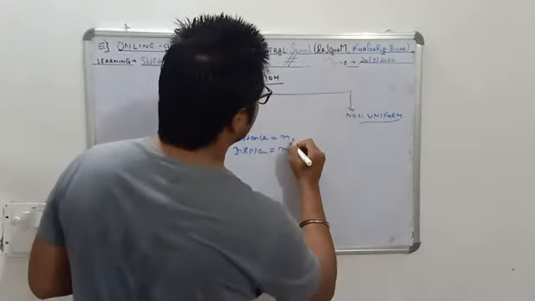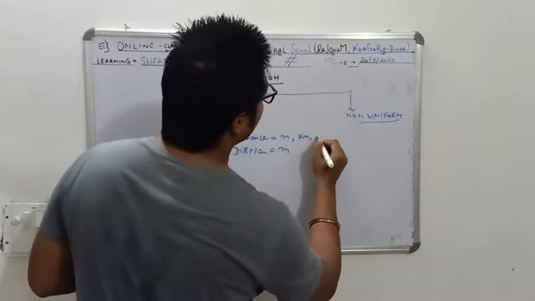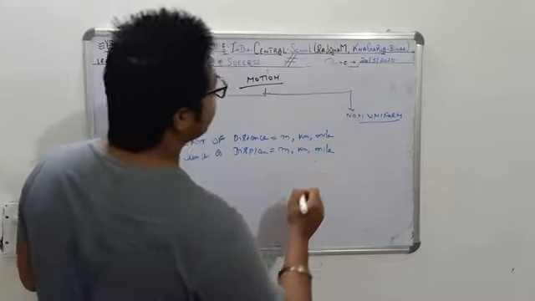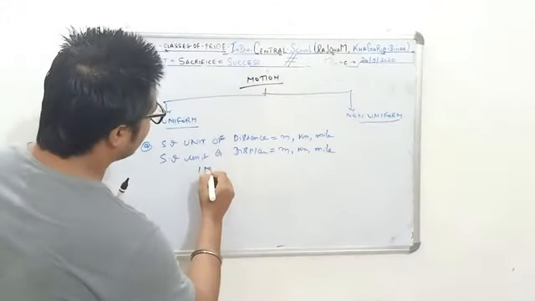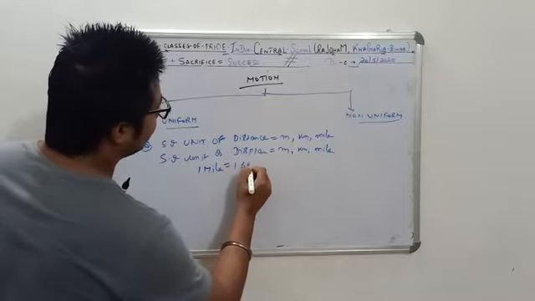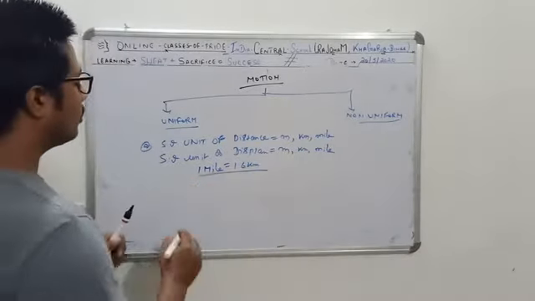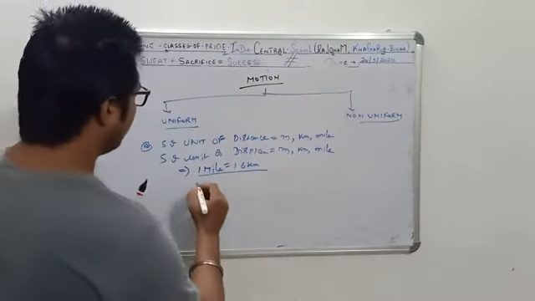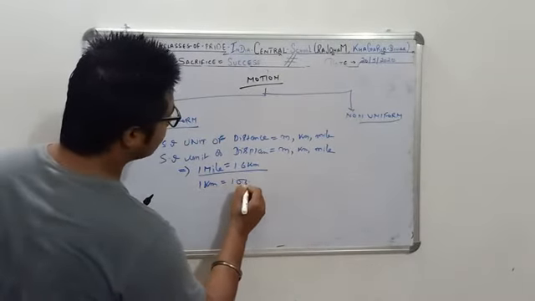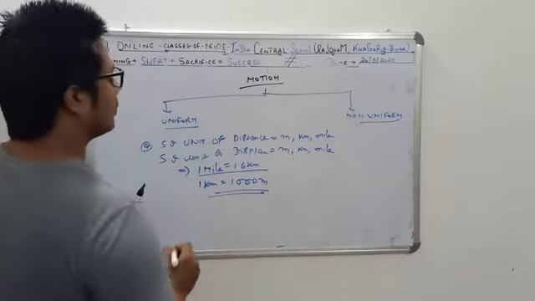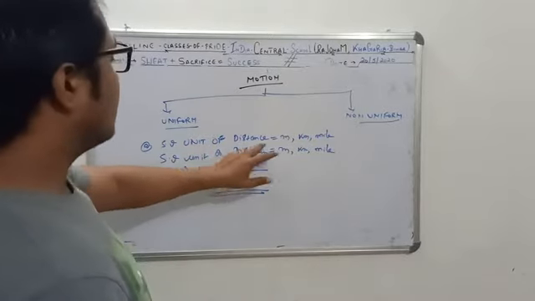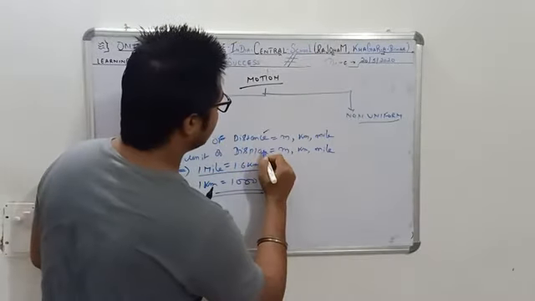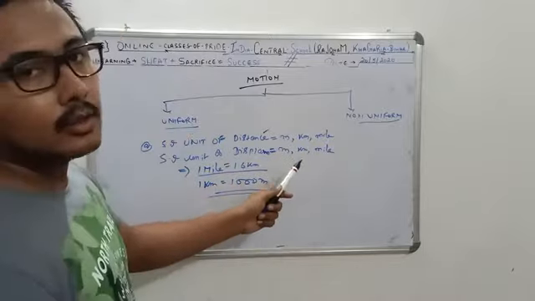So this is meters. If you go to higher units, it can be kilometers. If you go to even higher, it can be miles. We know that 1 mile is equal to 1.6 kilometers. You need to learn this. And you know that 1 kilometer is equal to 1000 meters. So the SI unit of distance is meters, and the SI unit of displacement is also meters.